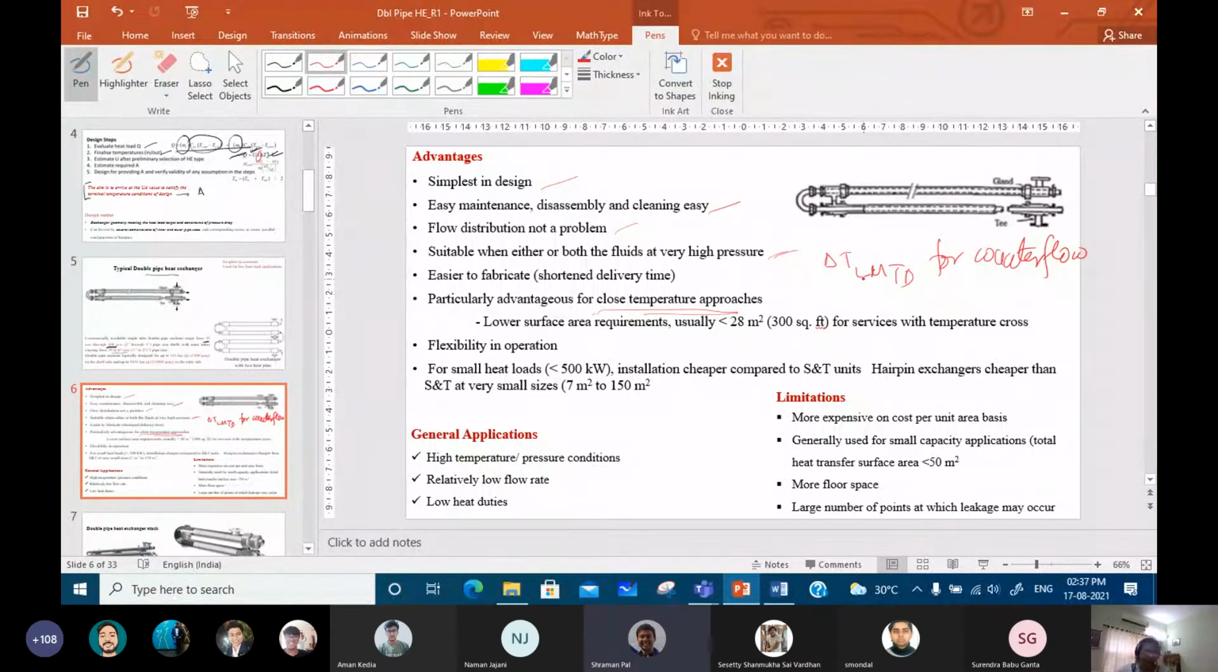Counterflow. If you are not very sure for the problem which has been given, you can just assume co-current flow, counter-current flow and see for yourself under which condition you are getting a higher delta T LMTD. In fact, I advise you to do that and then also include that in the report. So normally we have a higher delta T LMTD for counterflow.